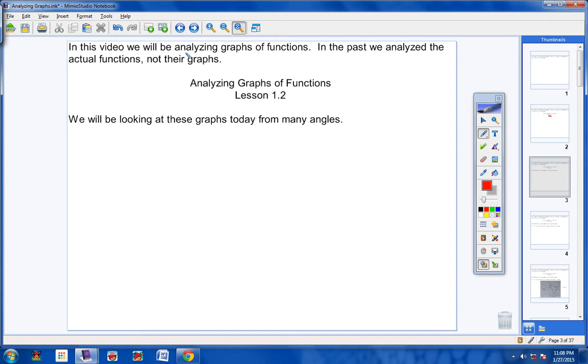We will be looking at these graphs today from many angles. First, let's start off by looking at the domain and range of a graph. Please take really good notes.